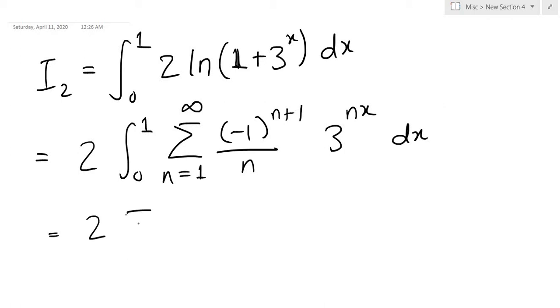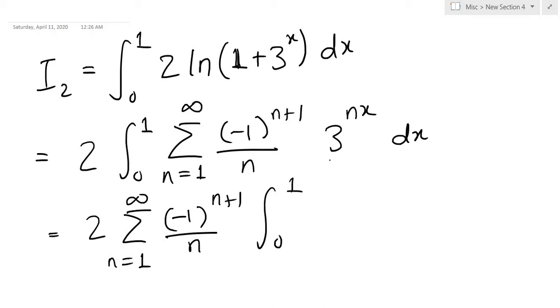We can just interchange the sum and the integral. Sum from n equals 1 to infinity of minus 1 to the n plus 1 over n, the integral from 0 to 1 of 3 to the nx power dx.